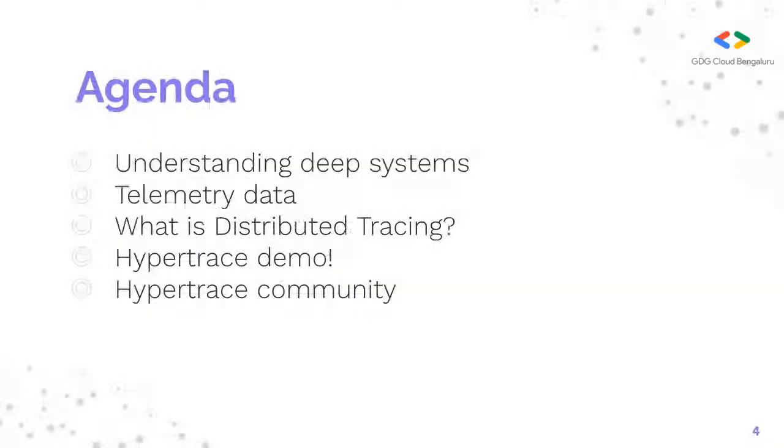So on today's agenda, we'll start with discussing how we can understand deep systems, because this is the problem that we have today with very complex architectures. Then I will introduce how we used to monitor these systems with telemetry data, what kind of telemetry data we can collect from the environment. This will lead us to distributed tracing. I will explain how tracing works and why it is better than the traditional telemetry signals like metrics and logs. Then we will do Hypertrace demos, so you will see how Hypertrace is used in production to monitor a microservice-based application. And last but not least, we'll mention how you can engage in the Hypertrace community and how you can use Hypertrace in your organization.